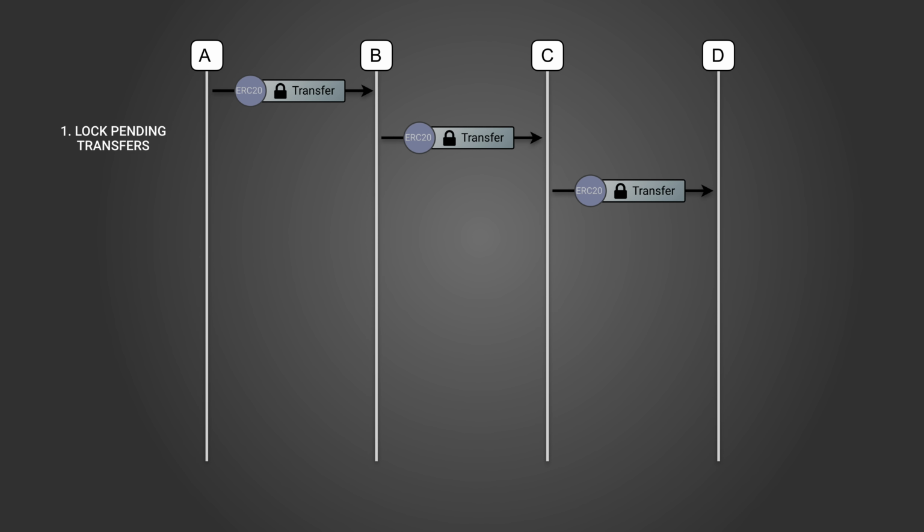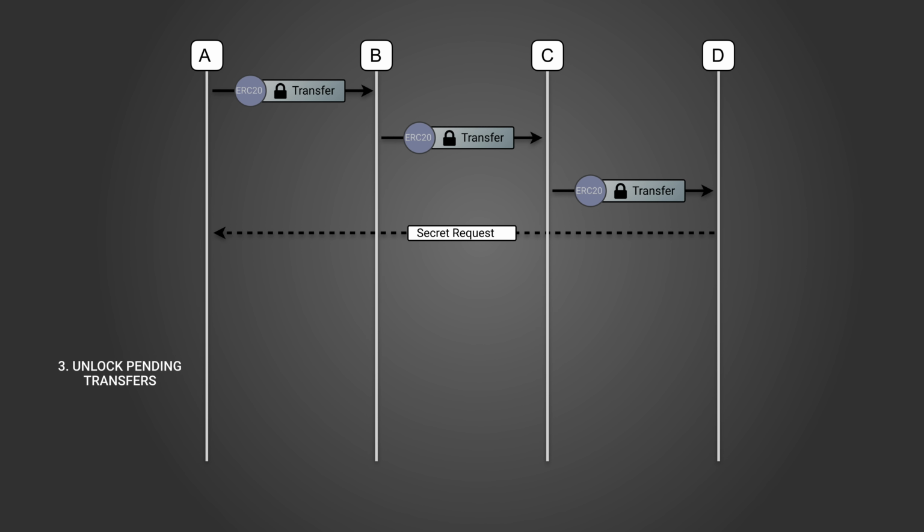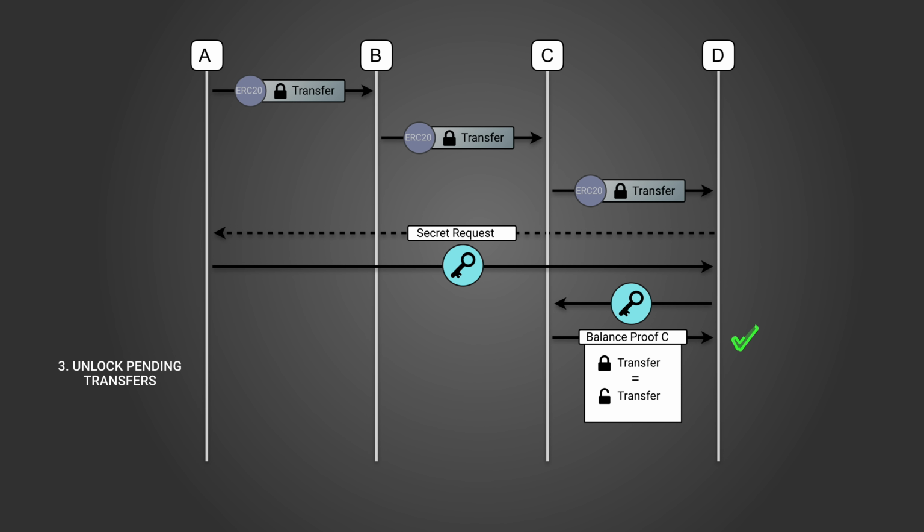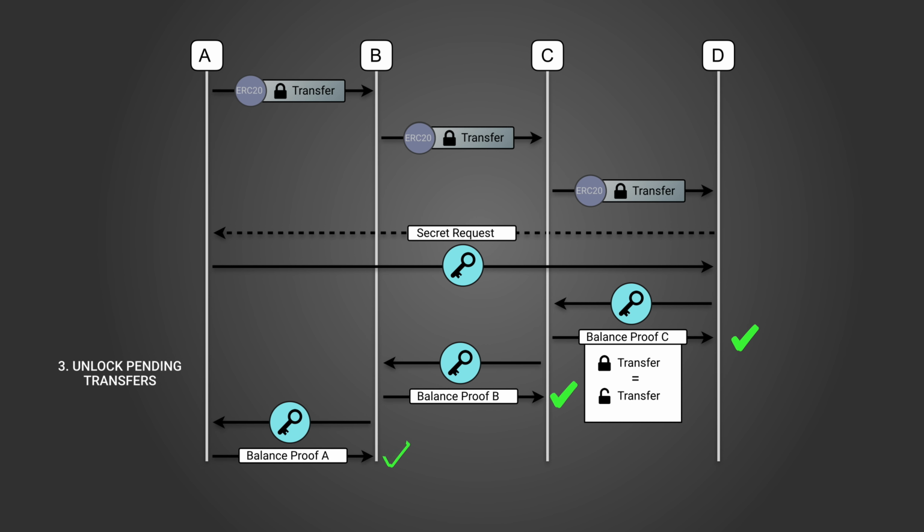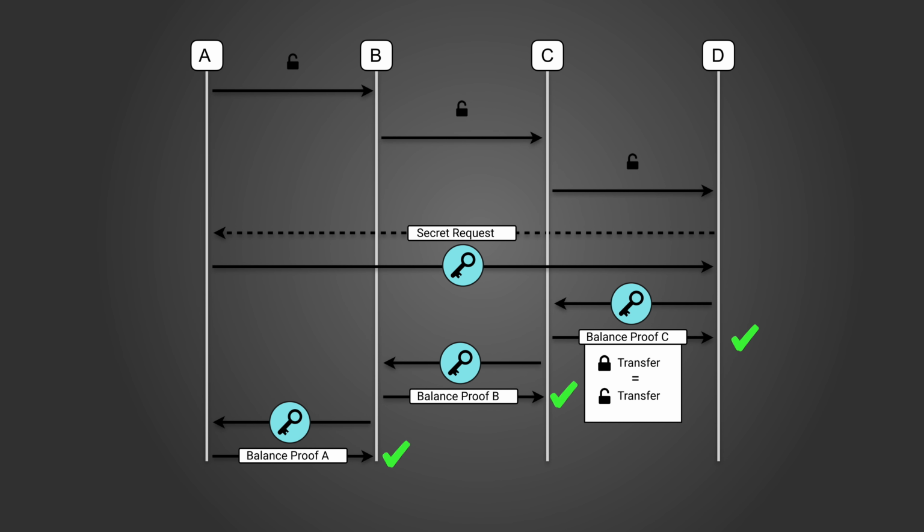In this example, Alice sends a payment to Dave using the channels between herself, Bob, Charlie, and Dave. This payment is locked as a pending transfer, which means that it requires a secret before it can be claimed for tokens. Upon receiving the transfer, Dave requests the secret from Alice. Alice sends Dave the secret, which he uses to unlock his pending transfer. Dave sends the secret to Charlie, who signs a balance proof reflecting the added value of the unlocked pending transfer and sends it to Dave. The protocol is then followed backwards, until the secret is revealed to everyone in the mediated transfer route.